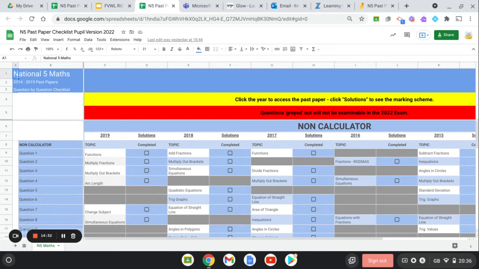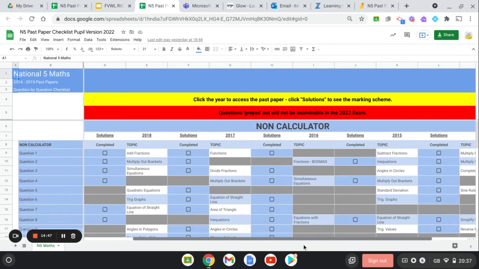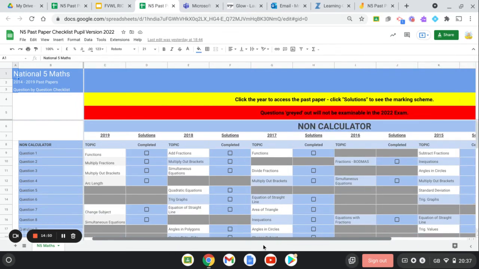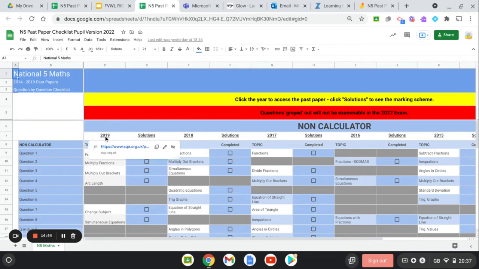Okay, so this Excel sheet was a resource that's been shared by the staff at Wallace High School. What has happened here is that all the past papers from 2019 to 2015 have been collated in this Excel sheet. So what you will see at the top there, the 2019 paper, they're all hyperlinked, along with the solutions. So they're all in one place. You can just click on that and it'll take you to the website.